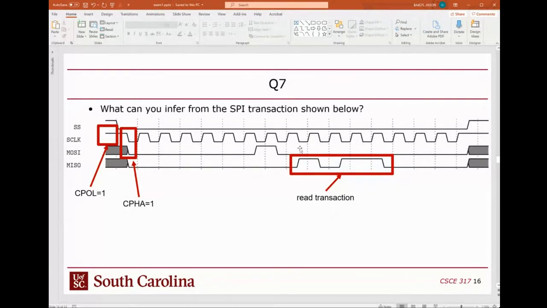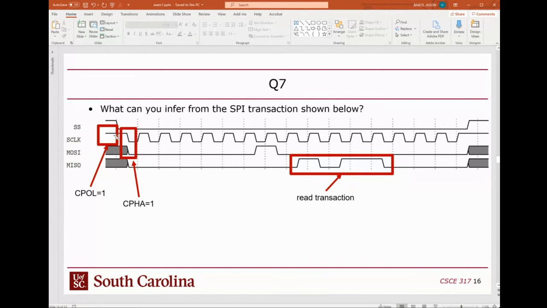I call it a transaction. There are 2 exchanges. It's probably a read or write. I can see in the second exchange there's some activity on MISO. When I say activity, I mean transitions, rising, falling edges. So that probably means that it's a read based on the fact that we've got data coming back to the master. So we got data going out the master, and then we got data coming back to the master. The data going out only happens in the first half of the transaction, the first exchange. The data coming back only happens in the second half. So that's probably a read transaction.